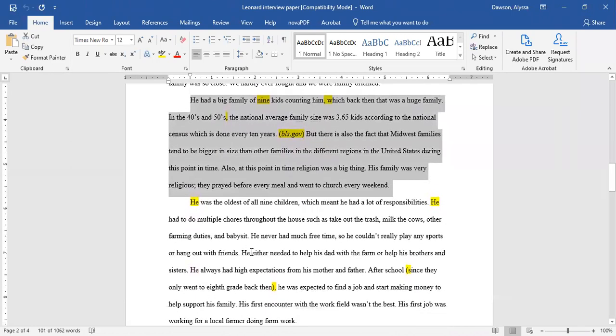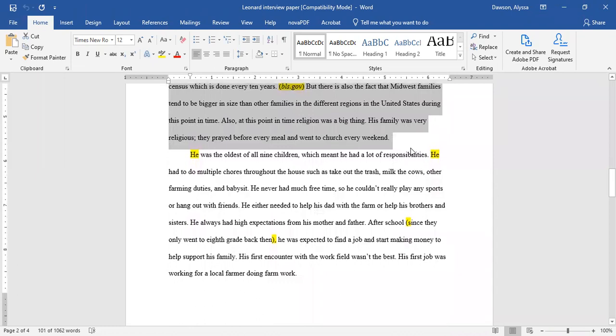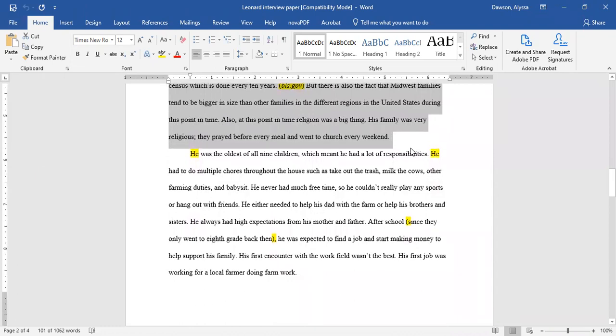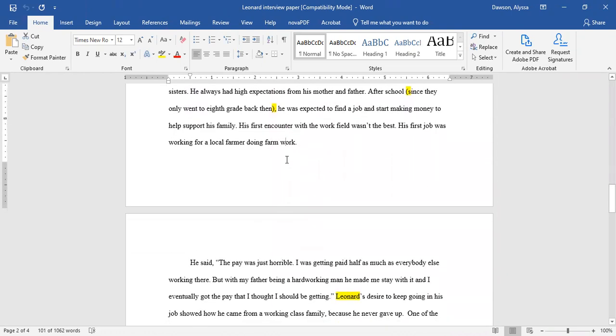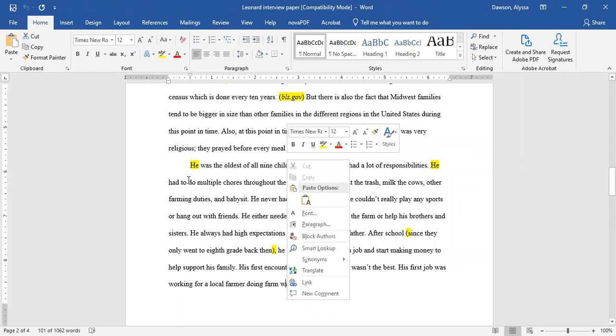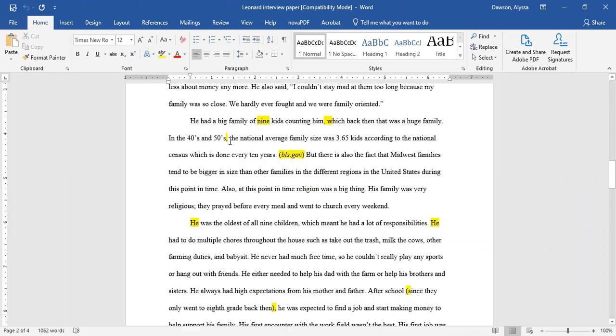He had a big family of 9 kids counting him, which back then was a huge family. In the 40s and 50s, when Leonard grew up, the national average family size was 3.65 kids. But there is also the fact that Midwest families tend to be bigger in size than families in different regions of the United States during this point in time. Also at this point in time, religion was a very big thing. His family was very religious. They prayed before every meal and went to church every weekend. So if you look at that, it's combining research with background information, but he's not necessarily using a quote there.